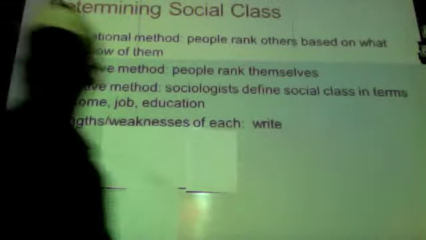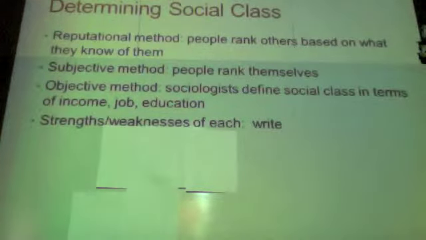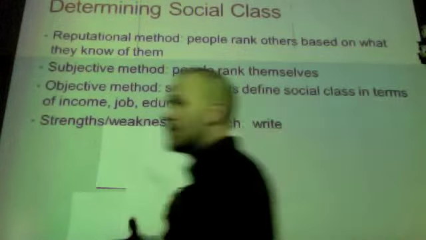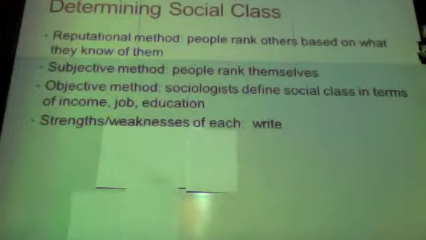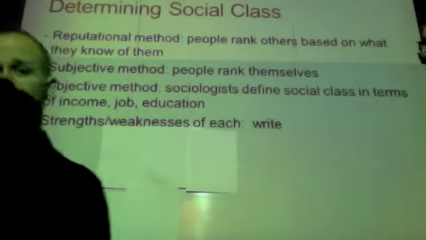The final method is what they call the objective method. With the objective method, sociologists are going to define social class in terms of income, job, and education. All right, so this is looking at much of the wealth, power, prestige concept that we looked at earlier, where we consider what level of pay you receive, what type of job you have. Is there a lot of prestige to the job, or is it something that people do not have a lot of respect for? And finally, what level of education you have.